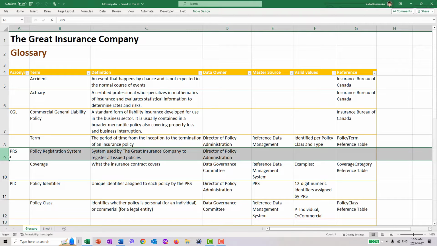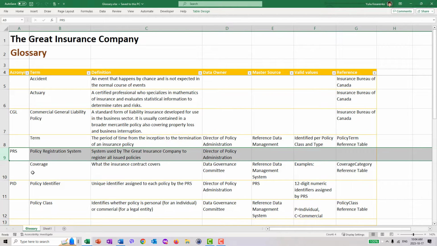The next entry, PRS, is a policy registration system. So this is an acronym specific to the Great Insurance Company because it's the name of the system. Now, it is always useful to keep track of these because the acronyms used for system names seem to sound so similar, and in many large companies there will be lots of these acronyms. So it's always useful to define. Policy registration system, in this case, is used by the Great Insurance Company to register all of its policies. And it also has the owner.